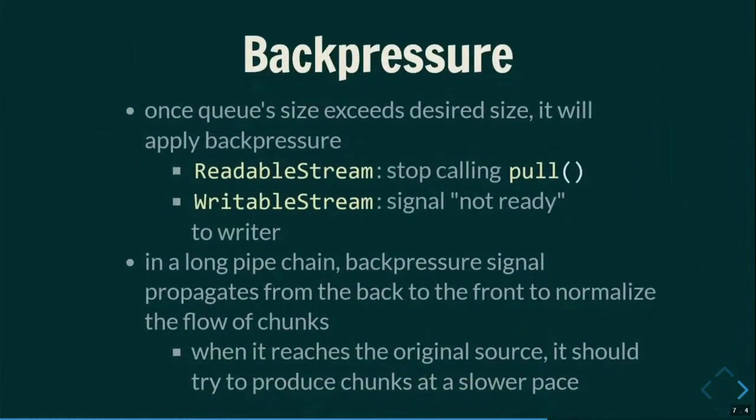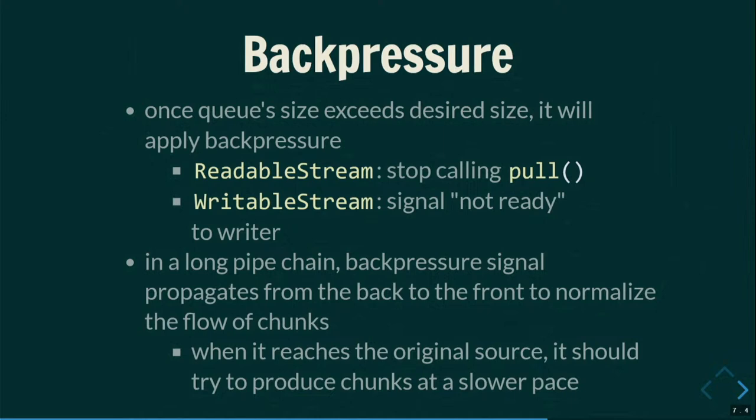Now, back pressure is when your queue size exceeds the desired size. So the readable stream will stop calling pull. It will no longer request more chunks off the main source. And a writable stream, when it reaches its queue size, will say to the writer, I'm not ready to accept any more chunks at this time, so please hold off with calling write if you can.